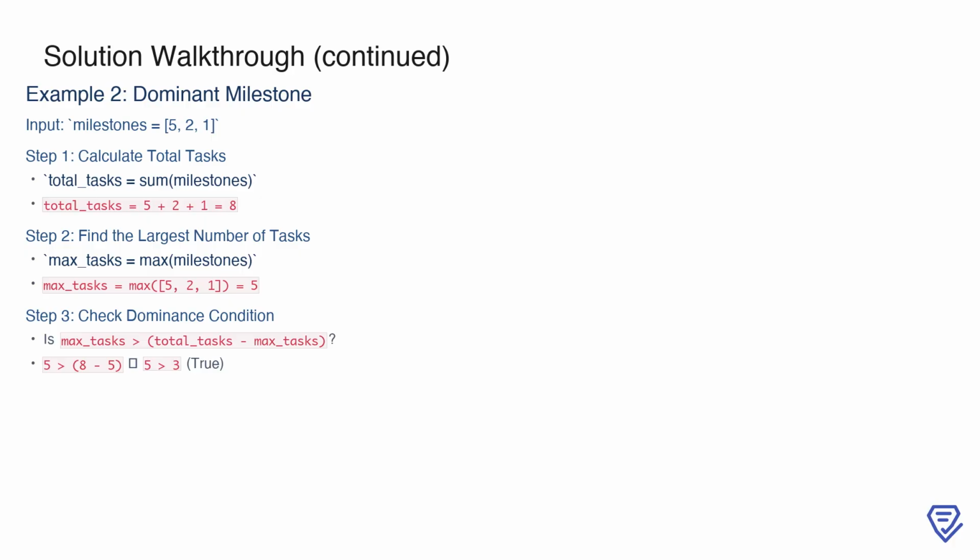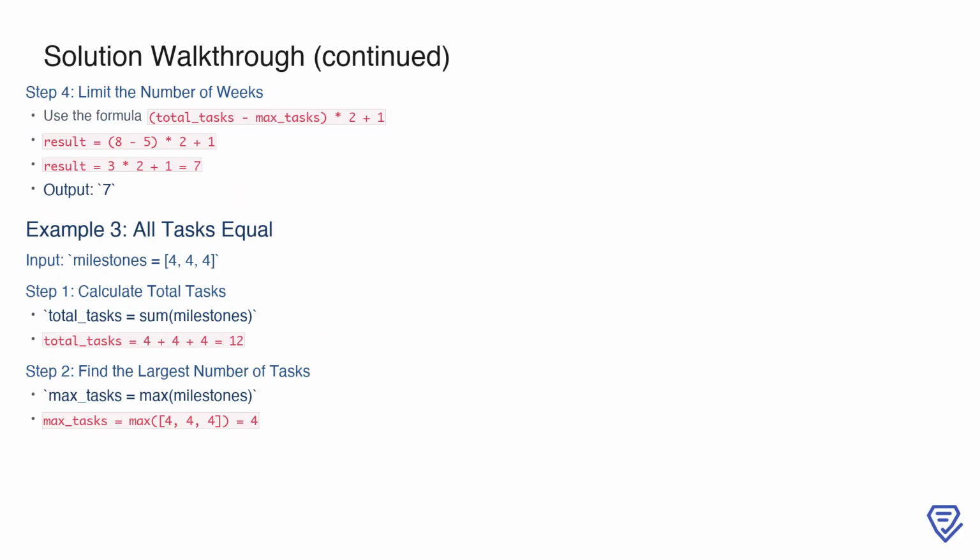Then, we check whether this largest milestone exceeds the sum of the remaining tasks. In this case, we compare 5 to 8 minus 5, which gives 3. Since 5 is greater than 3, the dominance condition is true. This tells us that one milestone dominates the others, and we'll need to adjust our calculation to account for this fact. To handle a dominant milestone, we use a formula to determine the maximum number of weeks we can work.